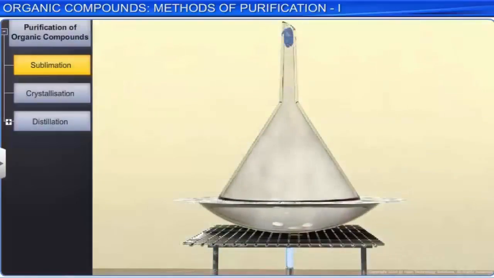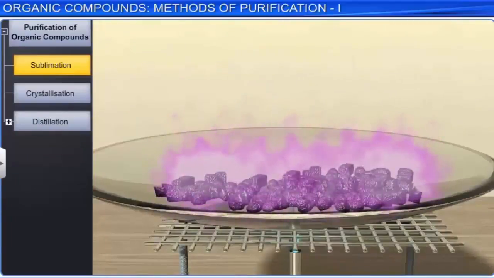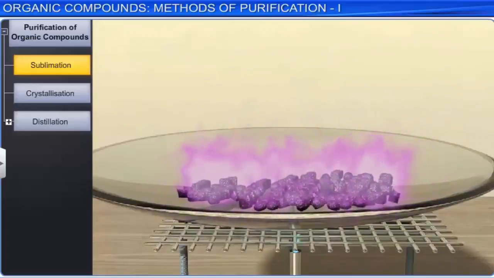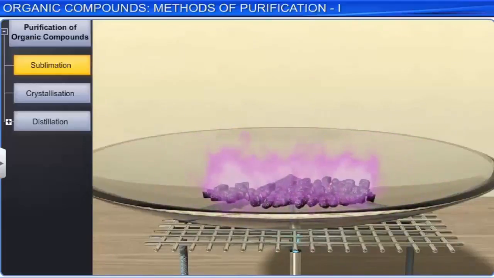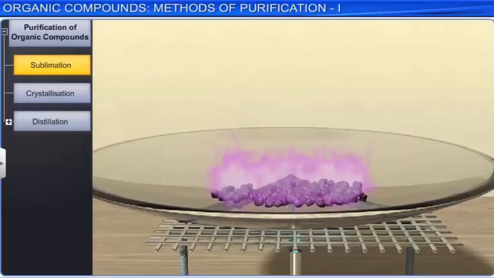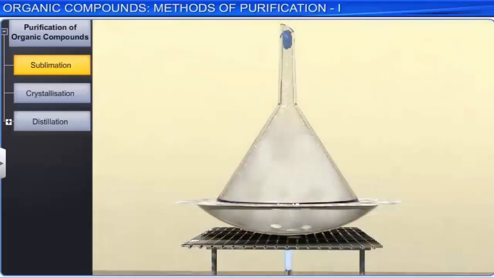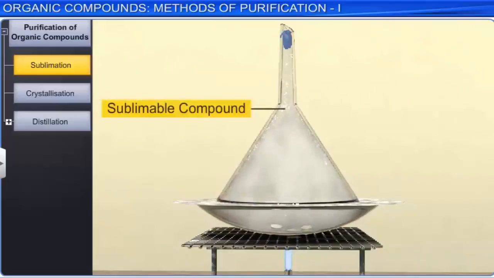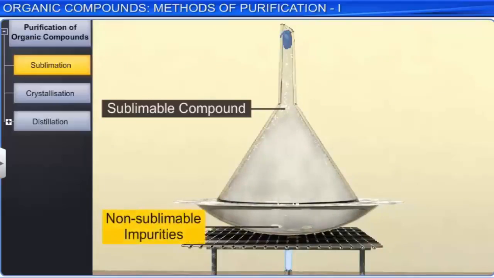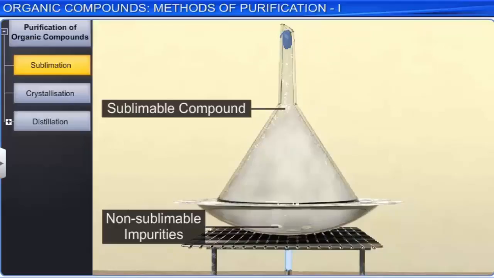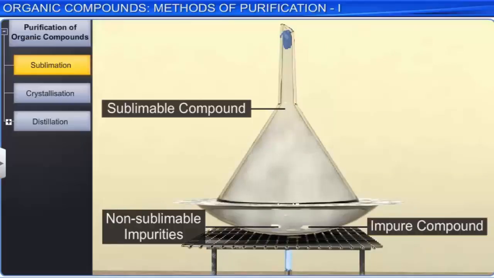Sublimation technique is used to purify sublimable solid organic compounds. You have learned that sublimation is a process which involves the conversion of a solid directly into vapor without any intermediate liquid state. This process is used for separating sublimable compounds from non-sublimable impurities. In this process, the impure substance is heated in a dish covered with a perforated filter paper over which an inverted funnel is placed.